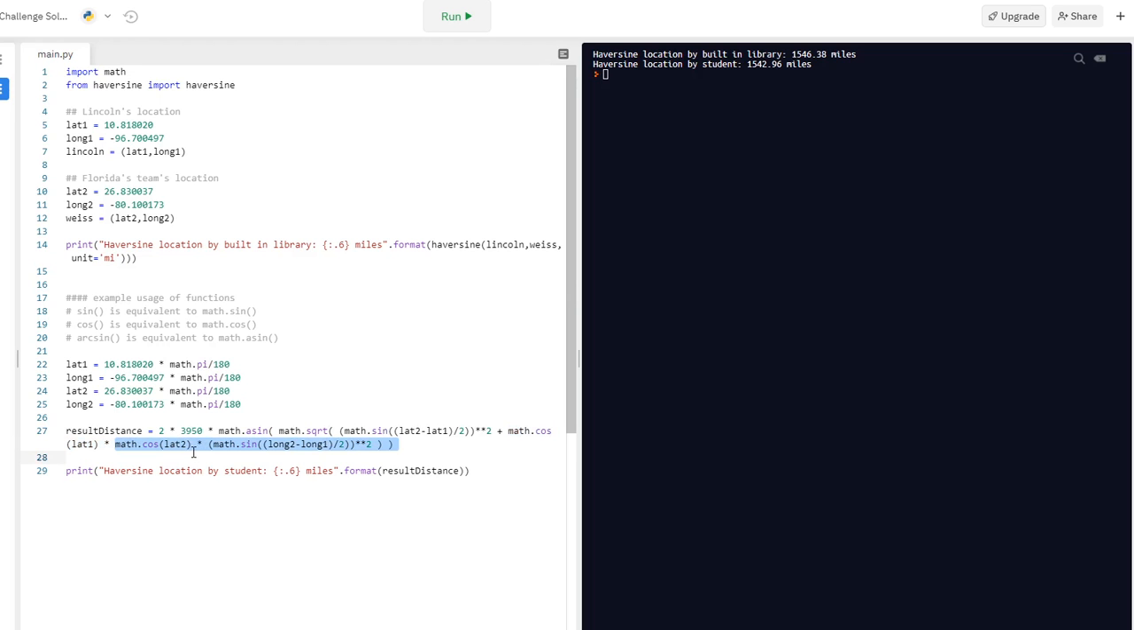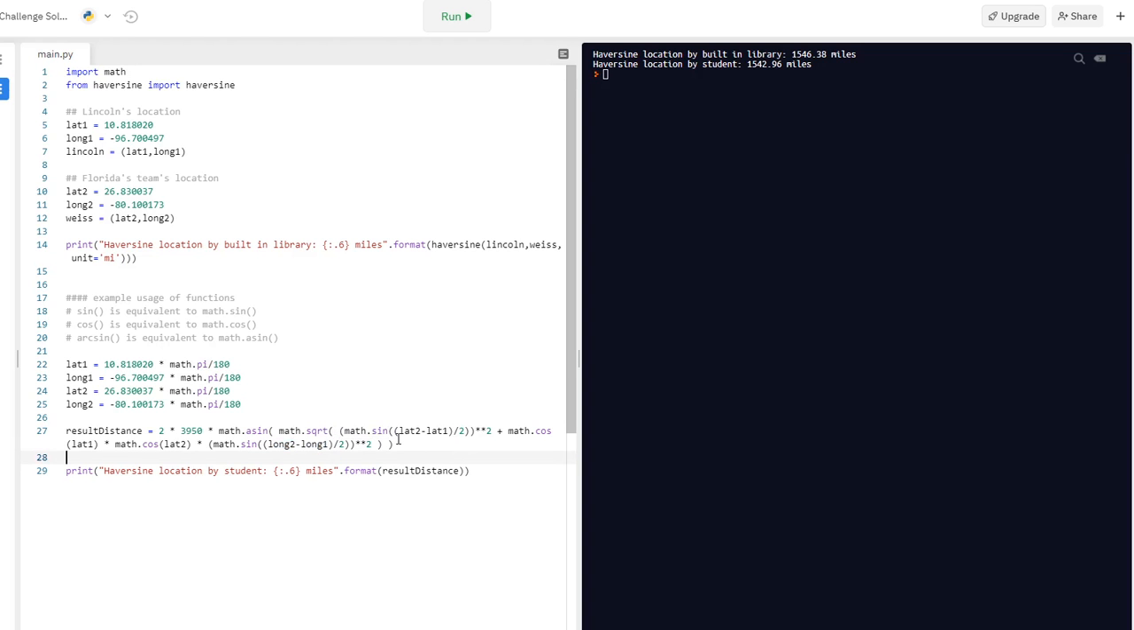Like I said, multiplying the cosine of latitude 2, and then we're going to have a very similar grouping to the first one we talked about. On the outside, we're taking the second power, squared, right? And then we take the sine of the middle part here: long2 minus long1, longitude 2 minus longitude 1, divided by 2. Then we take the sine and square it. Of course, it all kind of just fits in here.